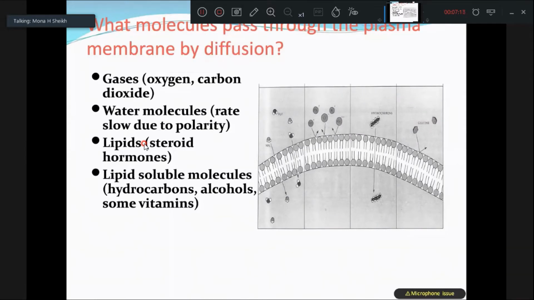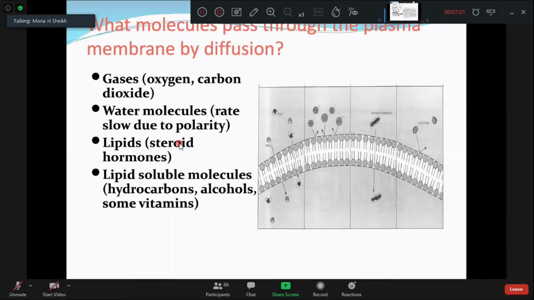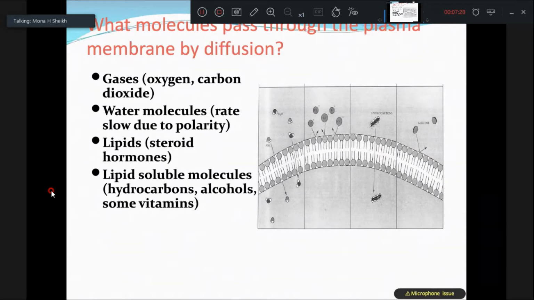Vitamins, some vitamins, not all vitamins. Which vitamins are lipid soluble? Do you know? Let me ask it differently. Which vitamins are water soluble? Yes, A is what? Water or lipid? Excellent. It's lipid soluble. Another is lipid soluble? C. Vitamin C, yeah. No. A, D, E, and K are lipid soluble.